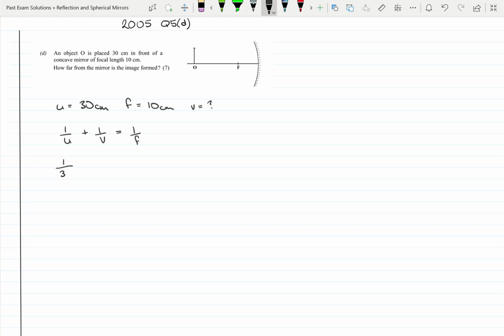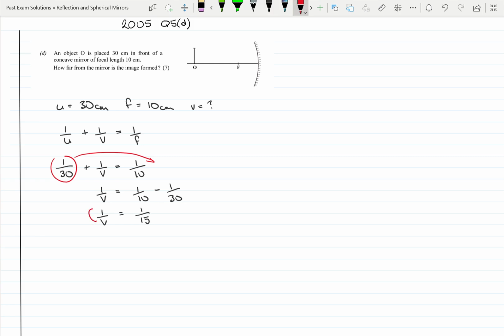Now let's start subbing in. Take out U and we're going to put in 30. V is what we don't know, and we're taking out F and we're putting in 10 centimeters. Again, we're going to take all our known values to the right hand side of our equal sign, leave our unknowns on the left hand side. When you take something across an equal sign, it changes sign. Grab your calculator. 1 over 10 subtract 1 over 30 will give us 1 over 15.